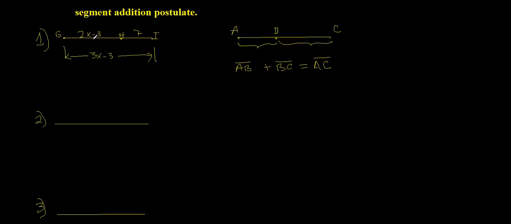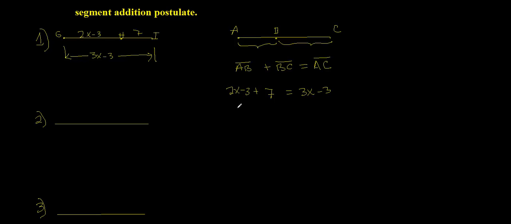So here we got the first part. It says that the first part from G to H is 2x minus 3, so we're going to apply that here. So we're going to go 2x minus 3 plus second part, which is HI, will be positive 7. And then the whole part, GI, will be equal to 3x minus 3. And the rest would be to solve for the x first, right?